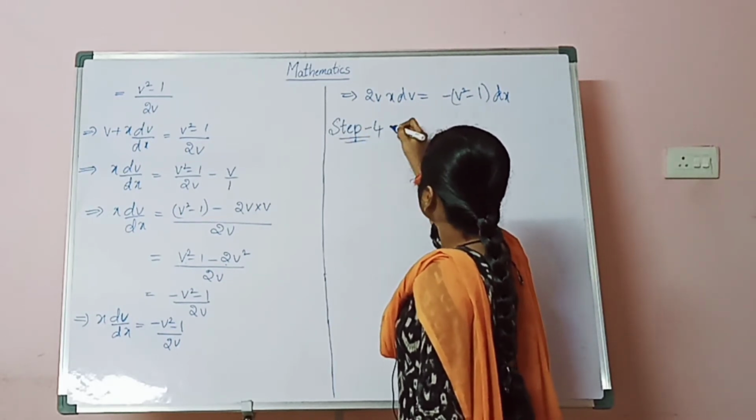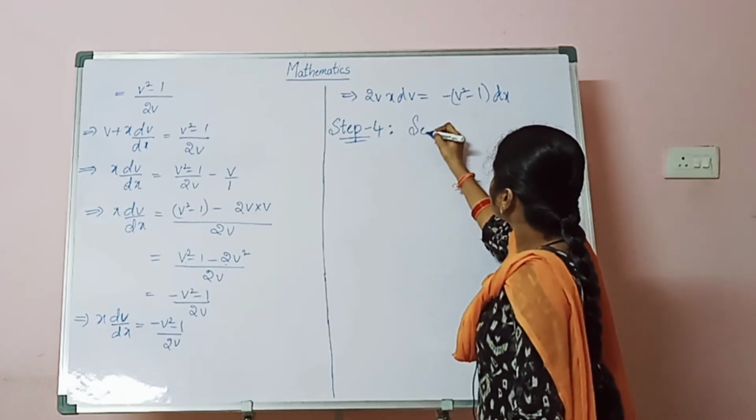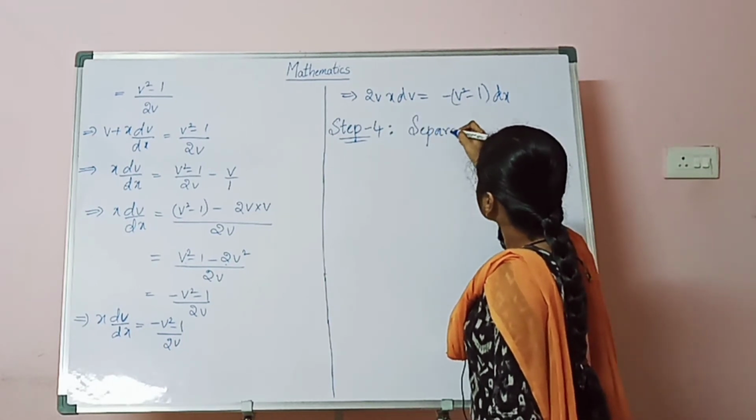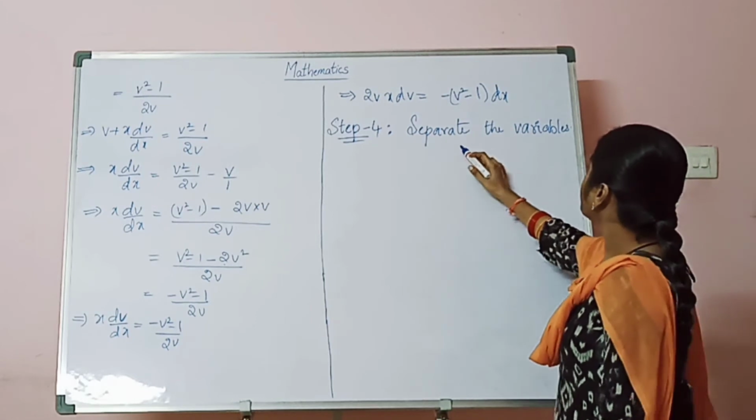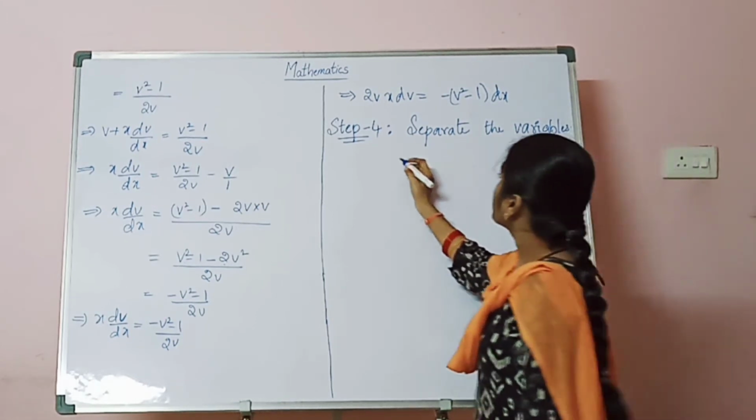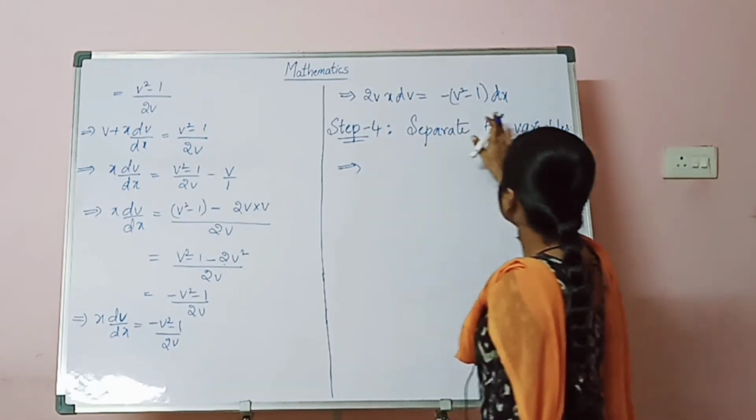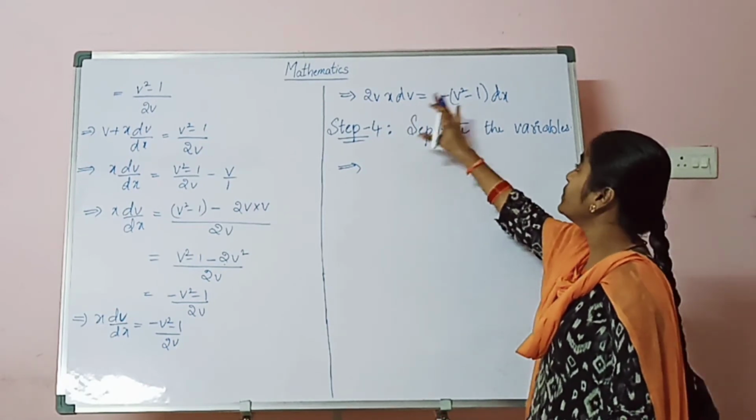Step 4. Separate the variables. Applying step 4, what should we do? We have to separate the variables. So how should we separate the variables? We have to take x terms on one side and v terms on the other side.